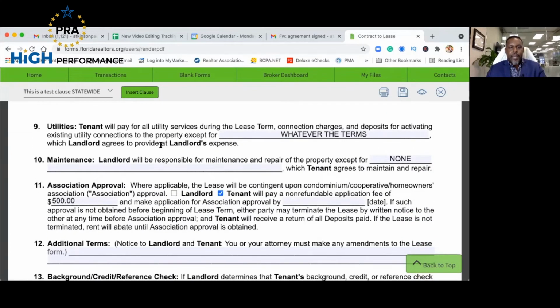Utilities: the tenant will pay for utilities services during the lease term, connection charges, and deposits for activating existing utility connections to the property, except for whatever the terms are. Sometimes there could be water included. Sometimes some things are included. So if the tenant is not going to have to pay for a particular utility and it's already included in the rent payment, you put that right here, whatever the terms say.